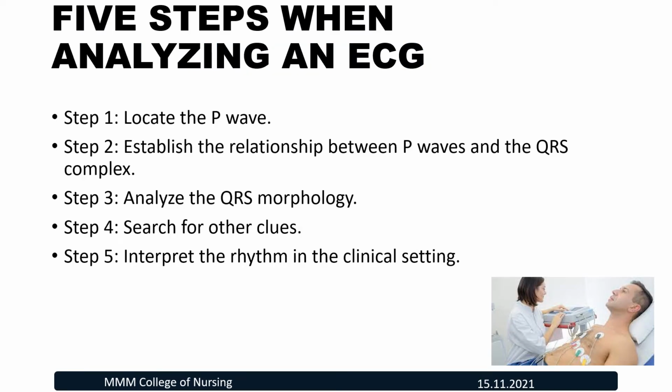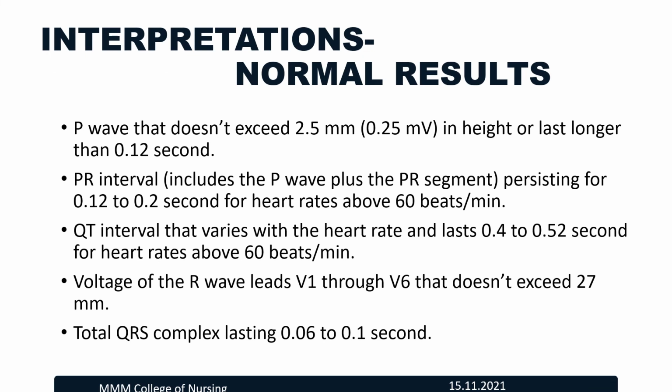Five steps when analyzing an ECG. After taking the ECG, first we have to see the P wave. That is the first step. Then you should see the relationship between P waves and the QRS complex. The third step is to see the QRS morphology, and the fourth step is to search for other clues, any changes, and interpret the rhythm and clinical settings.